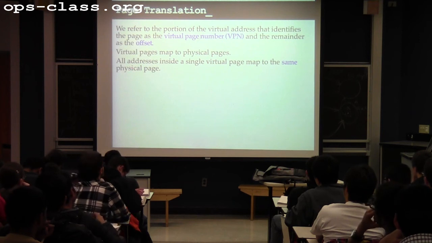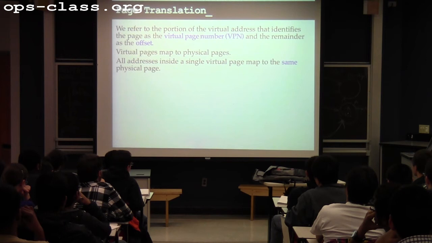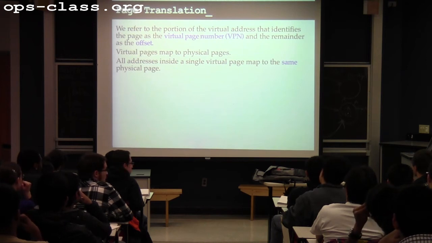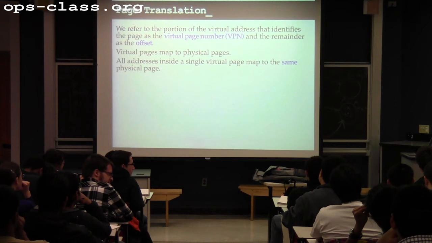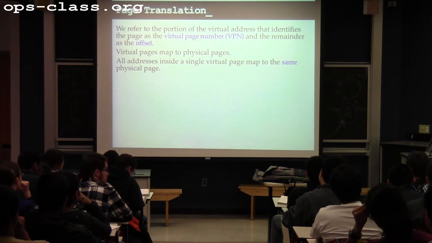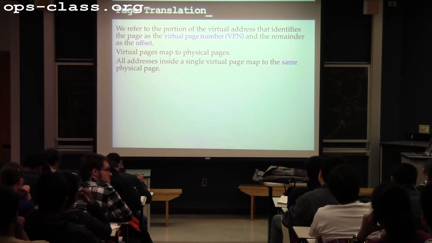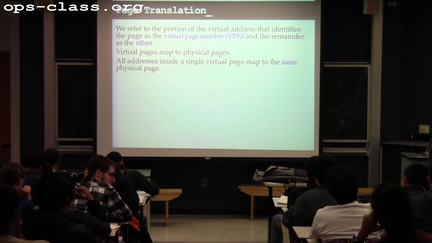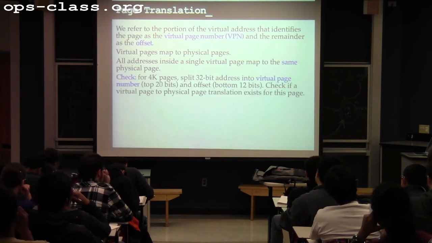Little quiz though, is it sufficient to map a virtual address to a physical page? If I gave you a virtual address, can you map it to a physical address? What more information do you need, Mac? It only has meaning within the context of a process. Right, you need to know what process it is. A virtual address by itself means nothing, okay? And then, obviously, all addresses inside one single virtual page map to the same physical page. That's where the offset comes into play, okay?